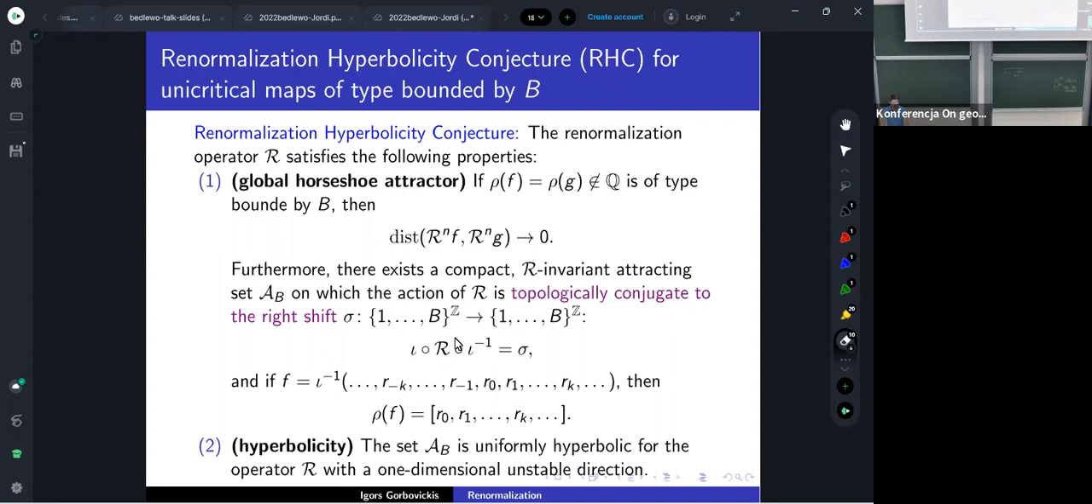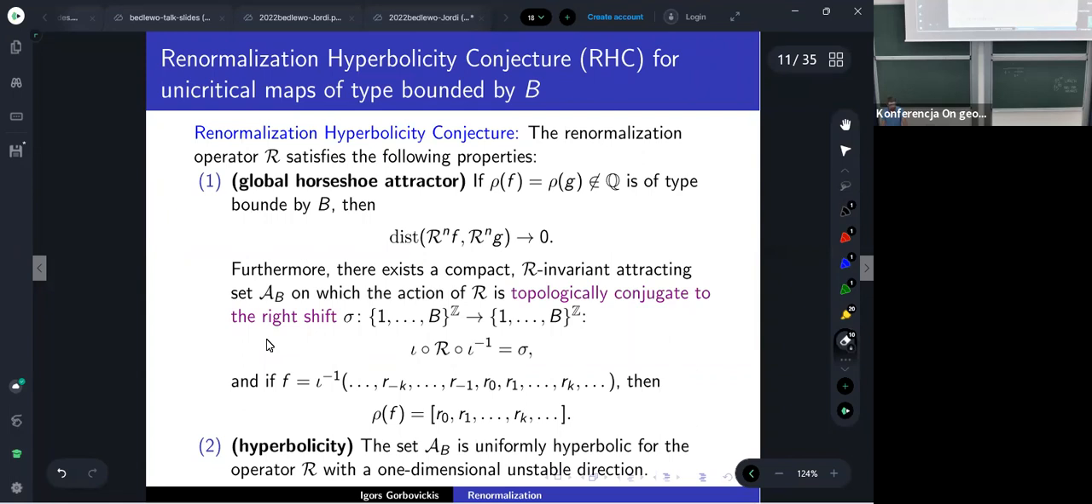First of all, the first part is the existence of the global horseshoe attractor. One feature of the previous picture was that the fixed point F star was a unique fixed point which was attracting all other maps with the same rotation number. So similarly here, if we have two unicritical circle maps with the same irrational rotation number, then their consecutive renormalizations should get closer and closer to each other. And then there will be some attracting set, a certain R invariant attracting set, which we denote by AB.